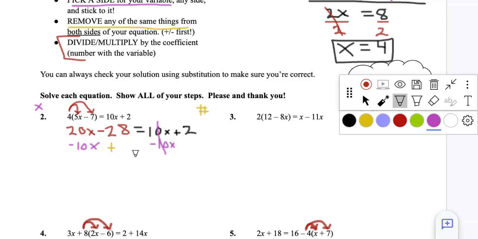That's my goal. Okay. So if I do the opposite of -28, what's the opposite of -28? Yes, the opposite of -28 is add 28 to both sides. So if I add 28 to both sides, that's going to eliminate the -28. Let me zoom in here.